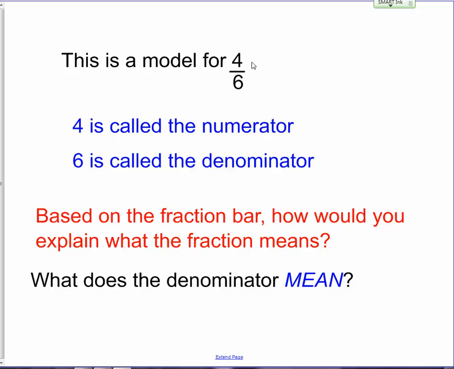So think of this being a Snickers candy bar. If I broke the candy bar into 6 equal parts and you ate 4 of them, that's the amount of the bar that you ate, and it's the parts out of a whole. So you ate 4 parts out of the whole 6 parts of the bar.